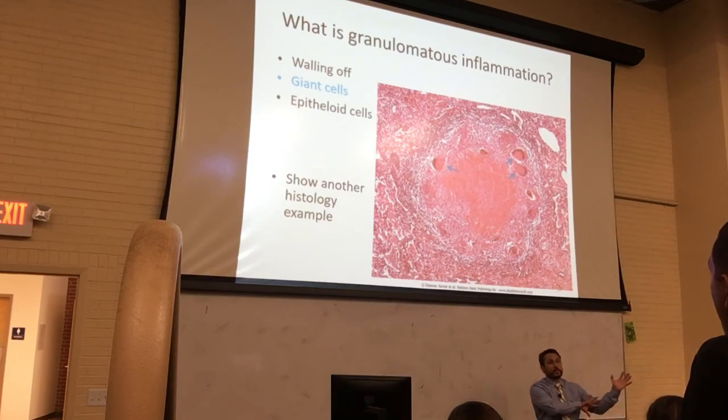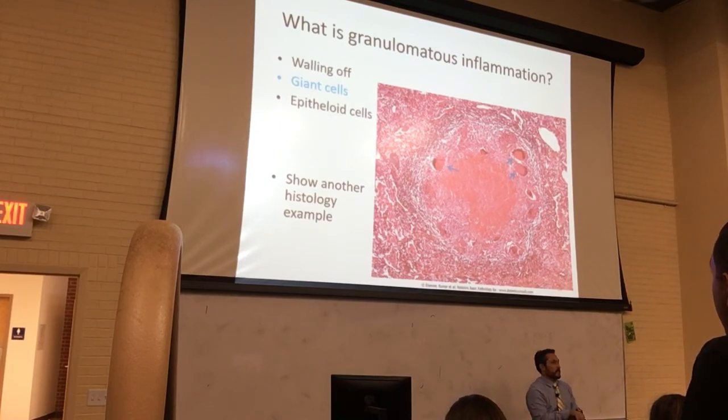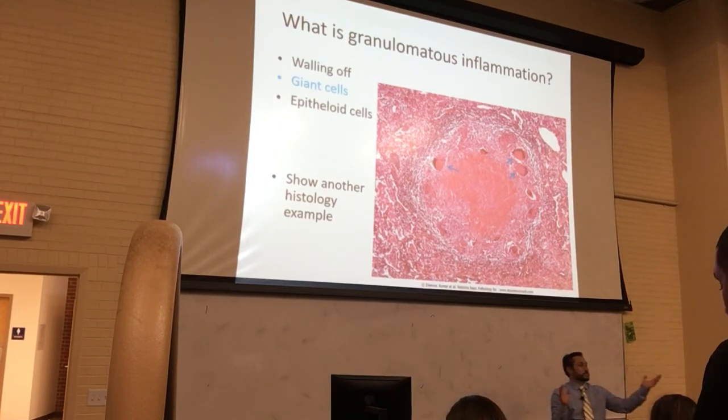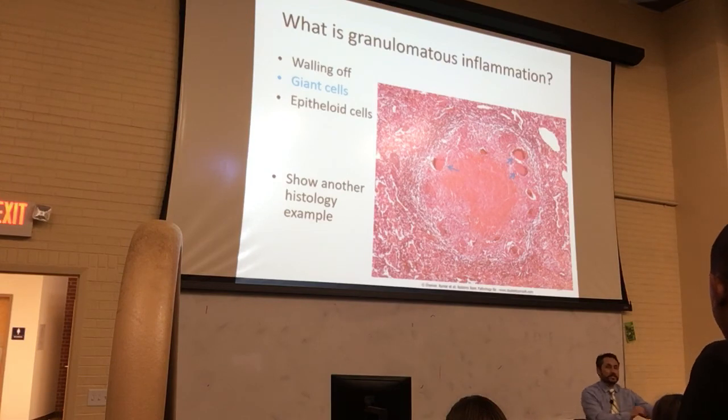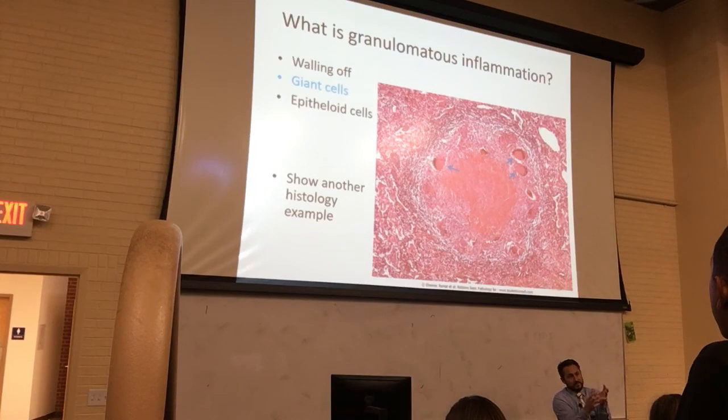So the cobalt chromium hip that I showed you just before the break, you would see foreign body giant cells there. A splinter that's been in the body for years, you would see foreign body giant cells there. Tuberculosis in the lung, you would see a fibrotic lesion, and you would see foreign body giant cells there.